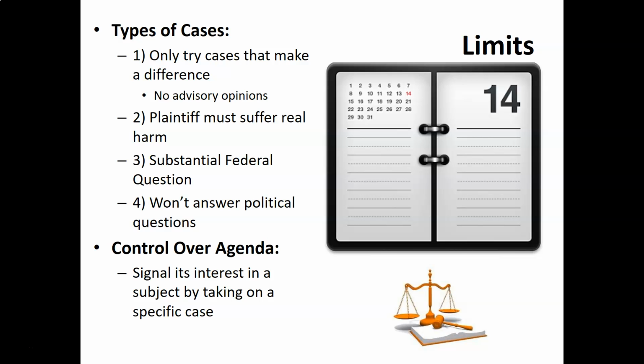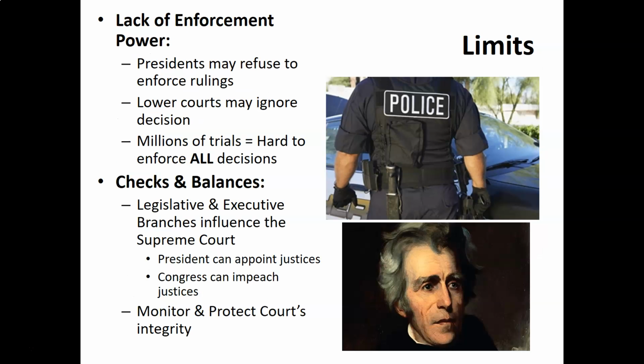All right, the lack of enforcement power is a really interesting one, and it's because the Supreme Court can make a decision, and this goes for actually all courts, but they actually don't have enforcement power. All branches or all levels can choose not to enforce rulings. Like the president, if they don't like the ruling of a Supreme Court, they actually don't have to enforce it. Lower courts can ignore decisions too because they just make the decision and interpret it. They have to be willing for people to actually enforce it.